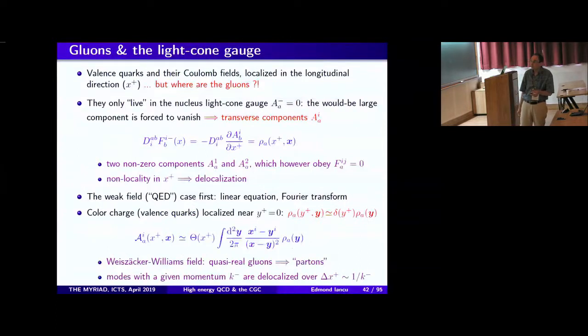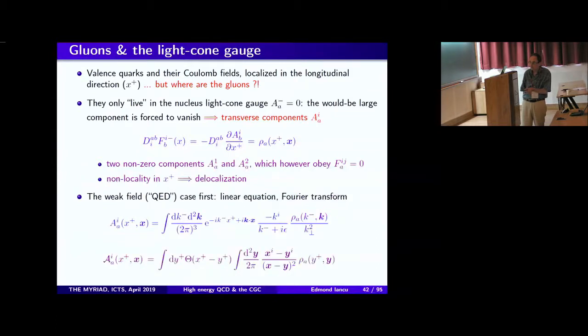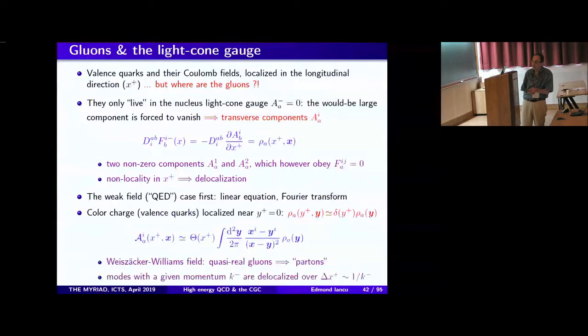Okay, so let me just give an example. I assume that because the color charge is localized near y plus equals zero, it is a Lorentz contracted sheet. So let me take the color charge inside the nucleus to be a delta function at y plus equals zero. That's the light cone for the left mover, z equals minus t, or y plus zero. So I take the color charge to be localized at y plus zero times a two-dimensional density in the transverse plane. Then the integration over y plus here is trivial because I have a delta function. And so my field is zero at negative x plus, and is constant at positive x plus, it's a theta function.